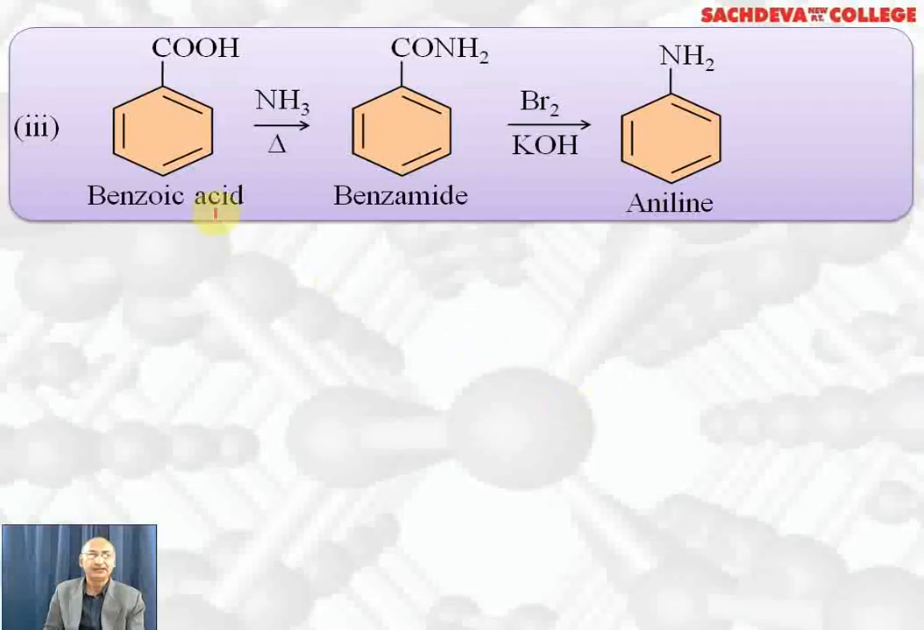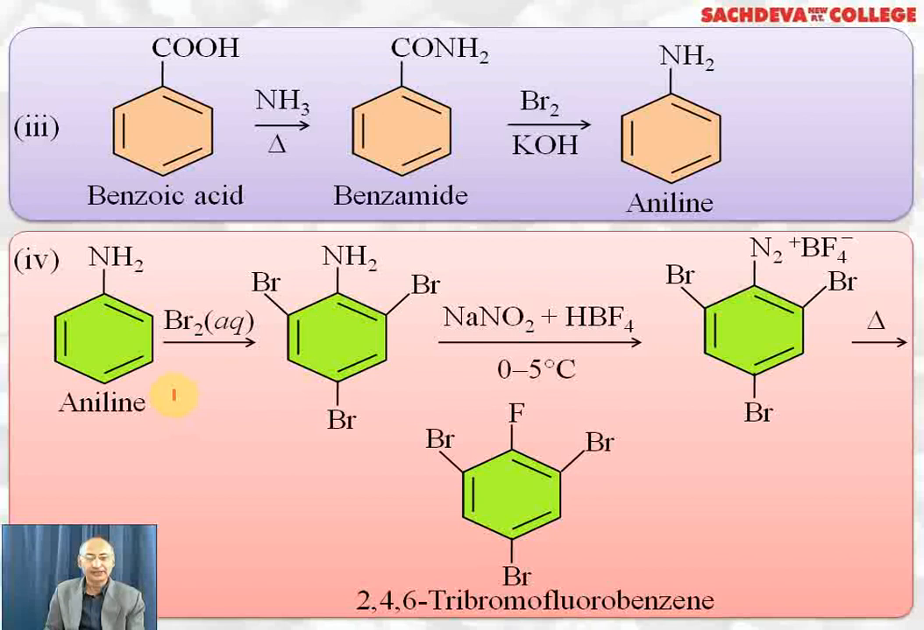Benzoic acid to aniline: heated with ammonia to get benzamide, then Hoffmann bromamide reaction, Br2 and KOH, gives aniline. Aniline to 2,4,6-tribromofluorobenzene. First carry out bromination with bromine water to get 2,4,6-tribromoaniline. Diazotization with NaNO2 and HBF4, we get benzene diazonium tetrafluoroborate with 2,4,6-tribromo. On heating, this will change; this is the Balz-Schiemann reaction. That is, we will get the fluoro group here and 2,4,6-tribromofluorobenzene will be the product. So the last reaction is called the Balz-Schiemann reaction.